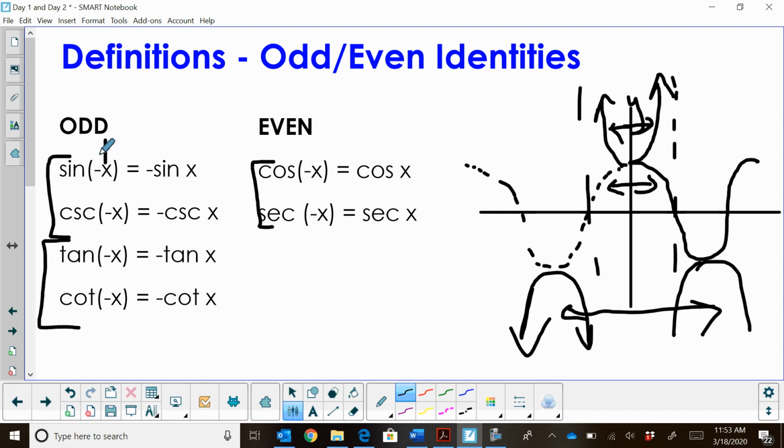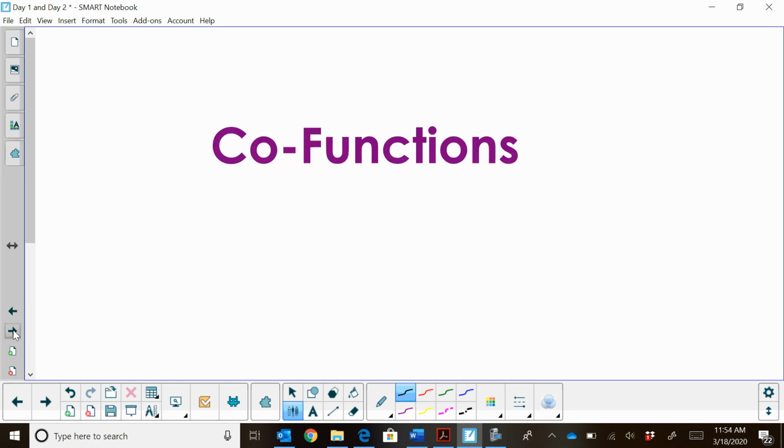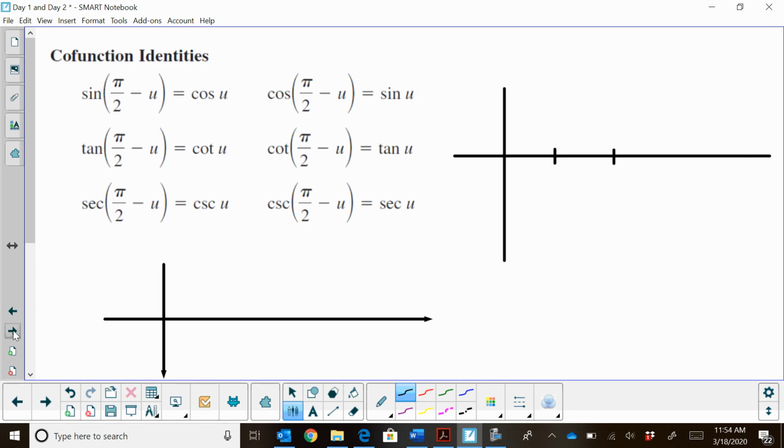So when you plug in a negative value into sine, that is the opposite sign of a positive value. And then for cosine, when you plug in the negative angle, it's going to be the same as if you plugged in the positive angle. And we're going to look at a couple of those as to why and how.